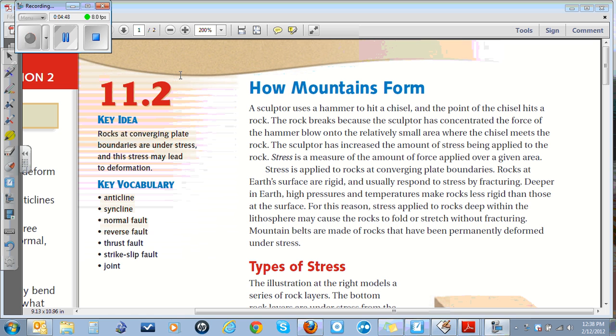Chapter 11, Section 2. How mountains form. A sculptor uses a hammer to hit a chisel, and the point of the chisel hits a rock. The rock breaks because the sculptor has concentrated the force of the hammer blow onto the relatively small area where the chisel meets the rock. The sculptor has increased the amount of stress being applied to the rock. Stress is a measure of the amount of force applied over a given area.